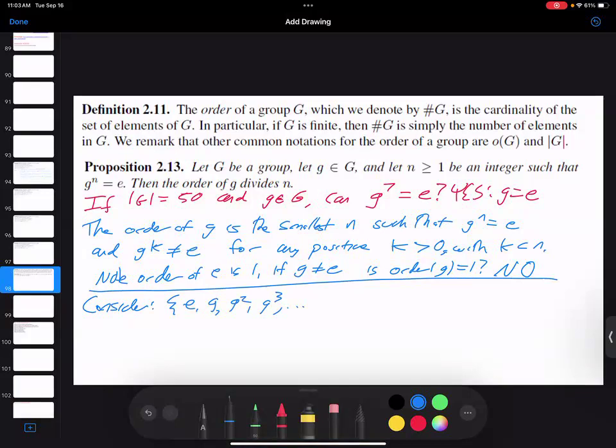Do you think there could be infinitely many distinct elements? And it could be infinitely many distinct elements, right? But now let's assume that the size of G is finite. So there are only finitely many elements in G. Is it possible to get infinitely many distinct powers of G?